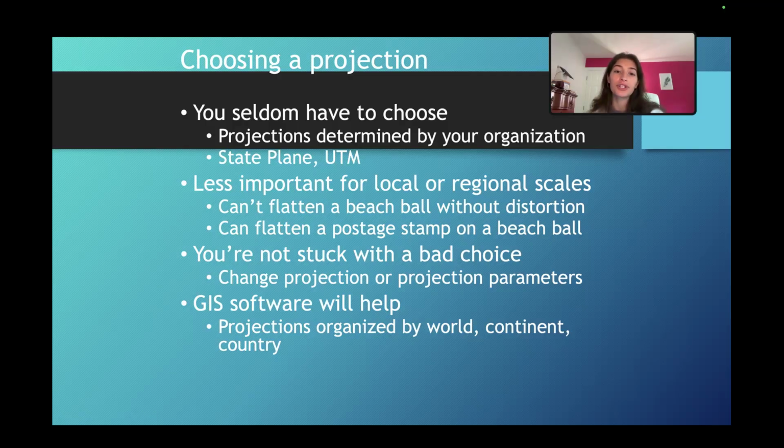A lot of the time, projections are going to be determined by your organization, especially if you work at something like government, right? It's less important when you're looking at very local, very regional scales, because although there is distortion, it's not going to be very much. The closer in you're looking, it's probably not as noticeable. You're not stuck with a bad choice, because if you choose a projection that doesn't seem correct, you can always change it to another one. You can always reproject. And also, GIS software can help. There are projections that are organized in GIS by world, continent, and country.